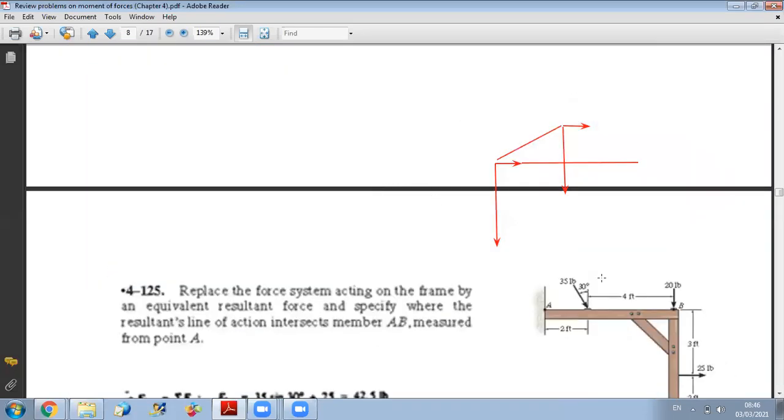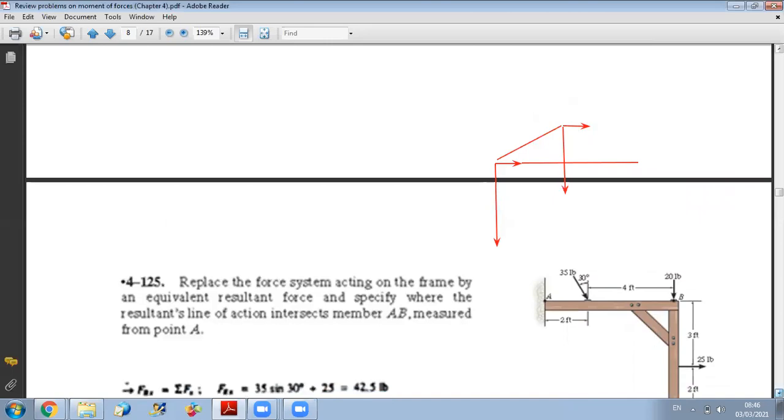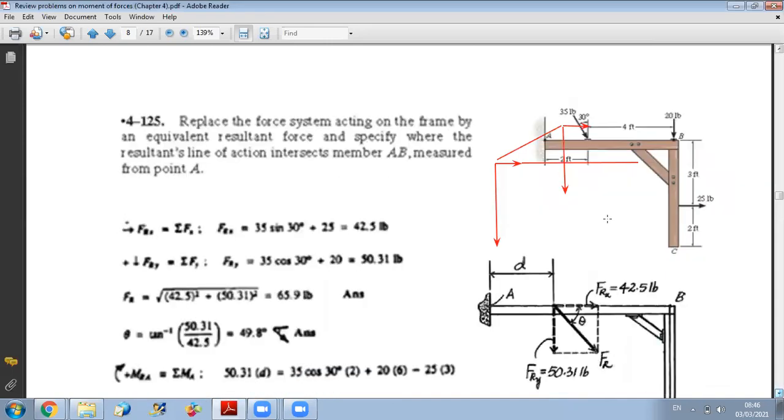Okay. Here's another problem, same concept. So please, try to practice with this problem. Replace the force system acting on the frame by an equivalent resultant force and specify where the resultant line of action intersects member AB measured from point A. So it is the same style of questions.